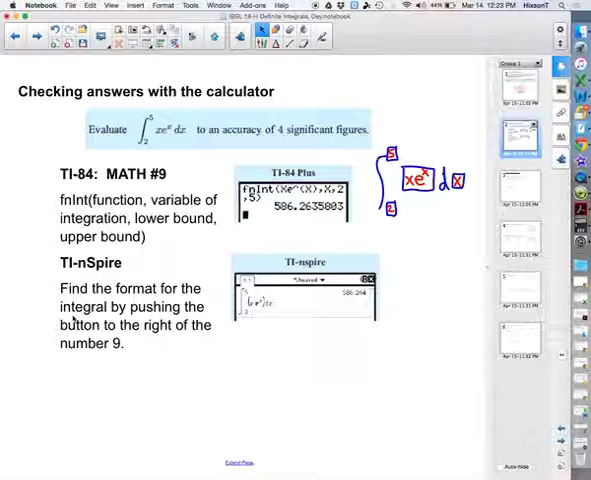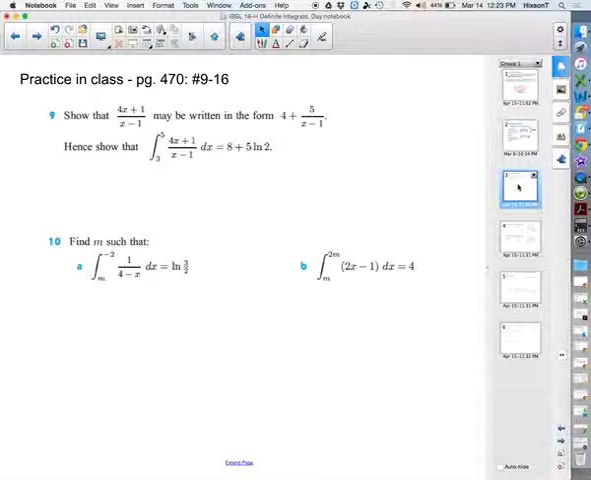So, alright, let's try a couple of these. This will help us refresh our memories as to how to do some of these problems, and that'll give you the rest of the time to practice. So first of all here, it says, show that (4x plus 1) over (x minus 1) may be written in the form 4 plus 5 over (x minus 1).